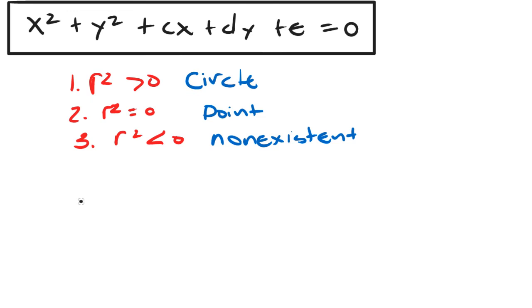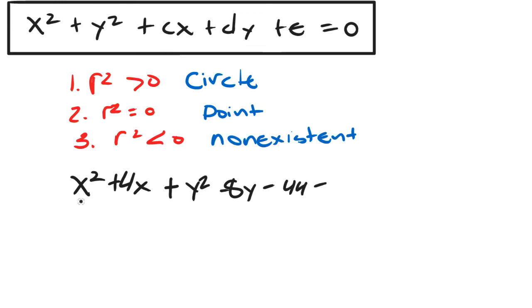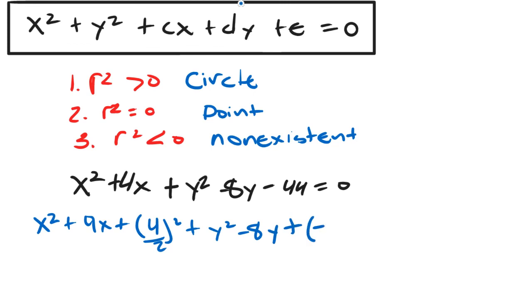So let's say that we have x squared plus 4x plus y squared minus 8y minus 44, and that equals 0. Now, what I'm going to do next is complete the square. How do I do that? I take x squared plus 4x, take half of 4, and square it. I take y squared minus 8y, and half of negative 8 is negative 4.